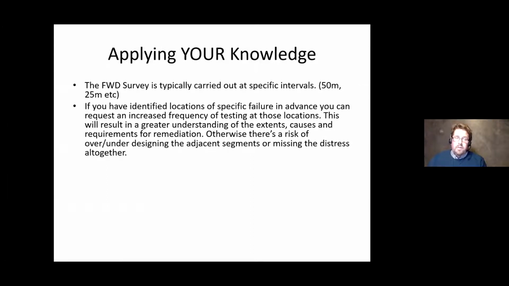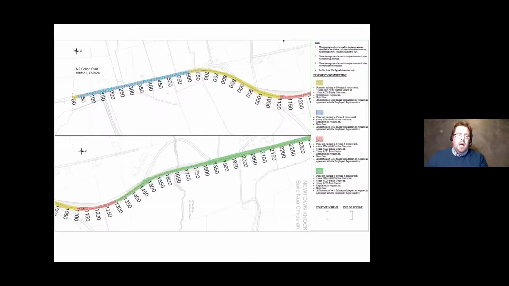So the FWD survey is typically carried out at specific intervals, so 50 meters or 25 meters. But if you have pre-identified these specific locations of failure that you want tested in greater intensity, make it known to the FWD operator in advance. That will make life so much easier for you. You will have a wealth more data to actually ascertain what's going on, as opposed to carrying out testing at these specified intervals. I'll show you an example here.